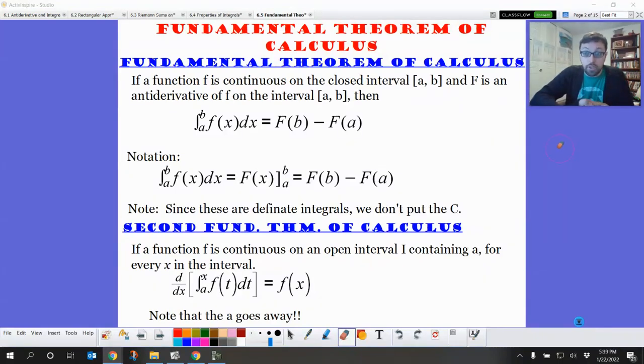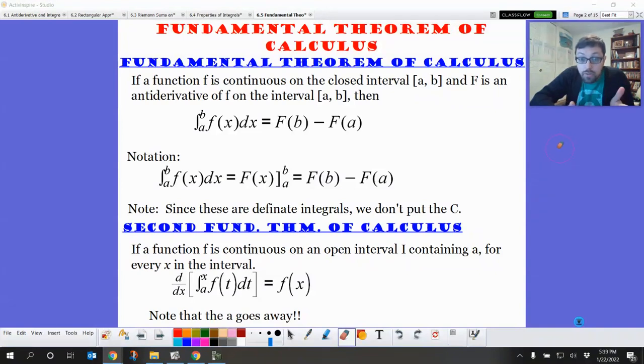Oh boy, this looks important. It sure is, friends. This is the fundamental theorem of calculus: if a function is continuous on a closed interval, then we are able to find its antiderivative.